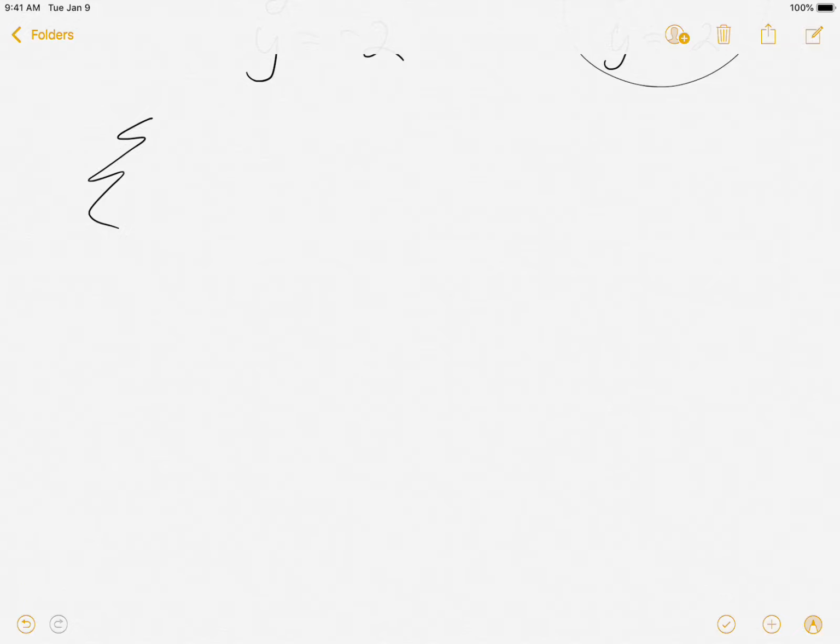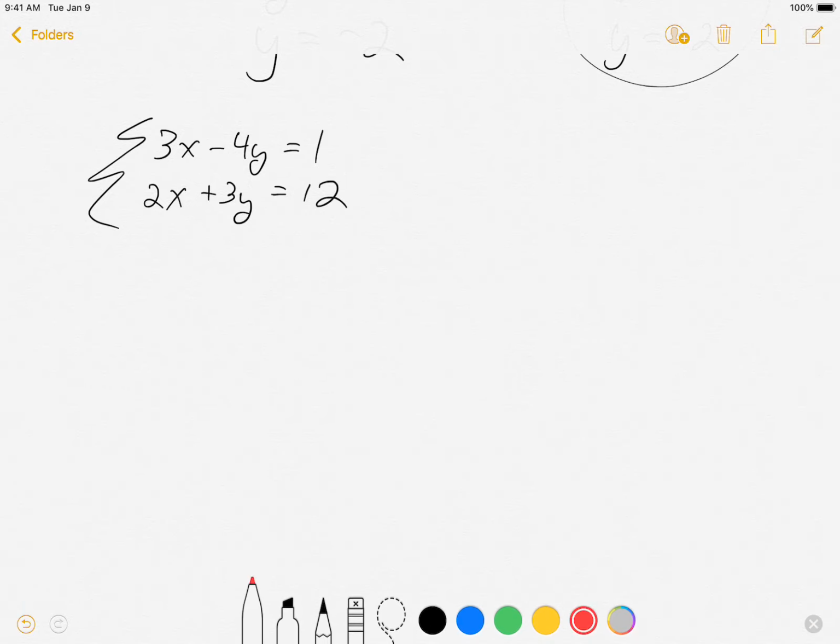Let's say I have 3x minus 4y equals 1 and 2x plus 3y equals 12. Now I cannot multiply just one of the equations to get an opposite with another one. So what I end up having to do, which is the most general form, is get some opposites. So if you look right here in this first column, I want those to be opposite of each other. The least common multiple between 3 and 2 is 6. So I want one of those to be 6 and the other one to be negative 6.